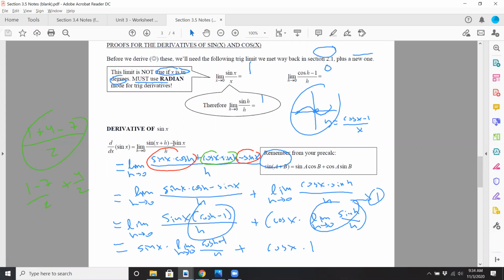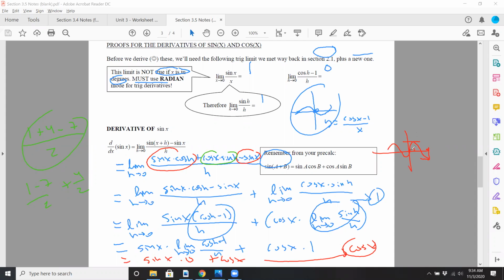So that's going to be sine x times 0 plus cos x. So the derivative is just cos x. Graphically, that makes sense too, because if you were to graph sine x, we see that at the peaks or low points, the derivative there is 0, which is at pi over 2 and 3 pi over 2.